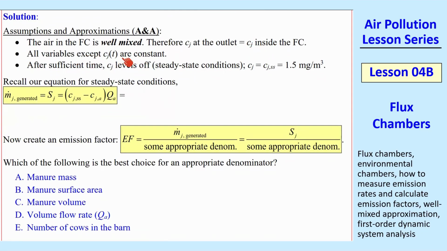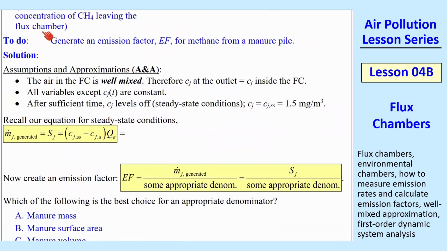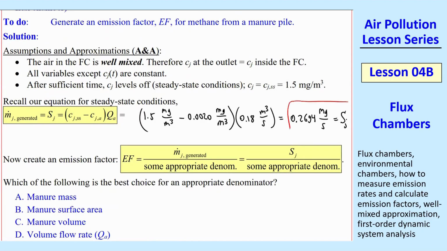And then all the variables, that capital A and B, for example, are constants, and all these quantities are constants, the CJ, QA, and CJA, etc. So capital A and capital B are constants. And so it levels off, and we measure the CJSS, and now we can calculate the M dot generated, which is equal to SJ. And we gave this equation here before, so I just wrote it down. And let me plug in the numbers and get our answer here, our intermediate answer. And I get my SJ is 0.27 roughly milligram per second.